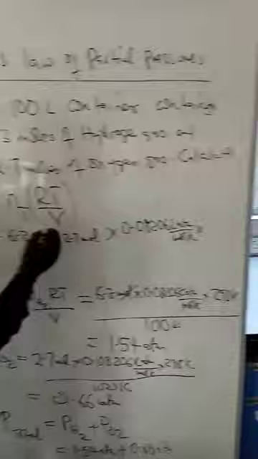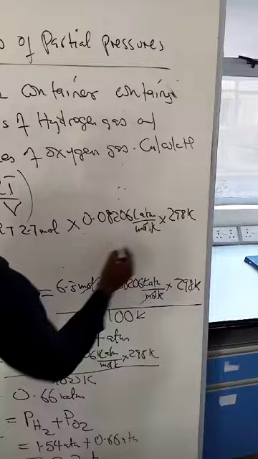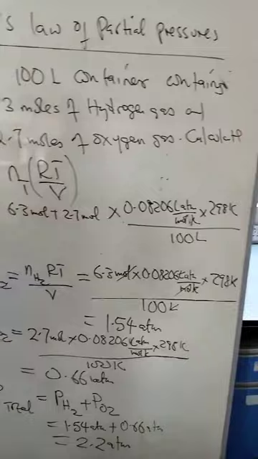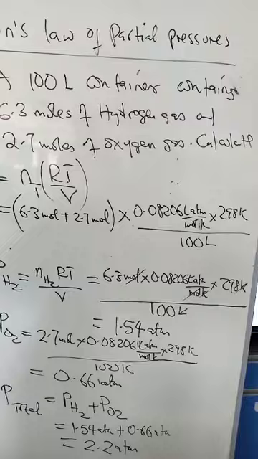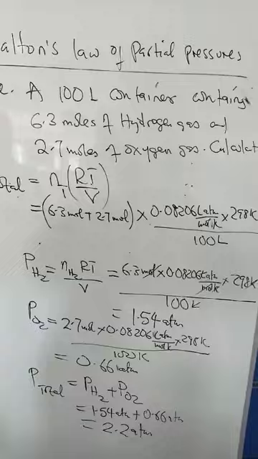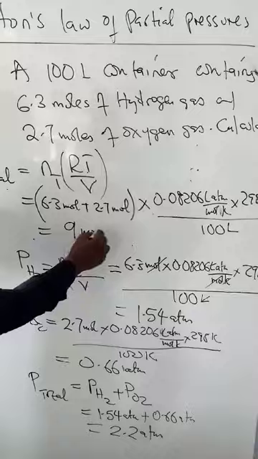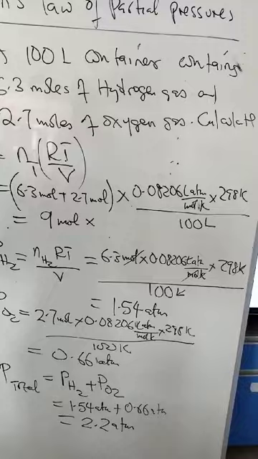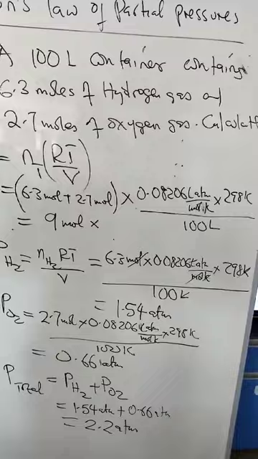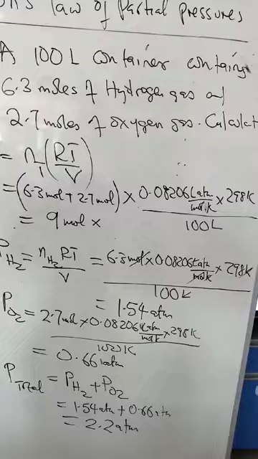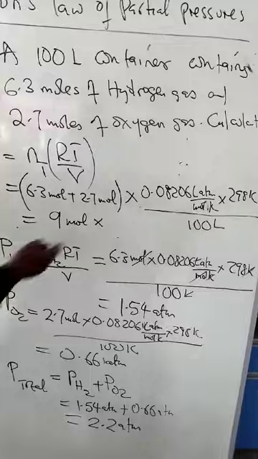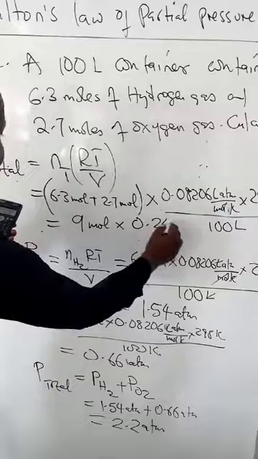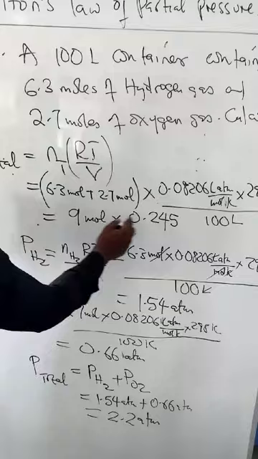Then times the temperature, 298, over V, which is 100 liters. So let's add 6.3 plus 2.7. This is giving us 9 moles times 0.08206 times 298 over 100. This is giving us 0.245. Then we multiply it with 0.245. Of course, the units have cancelled.